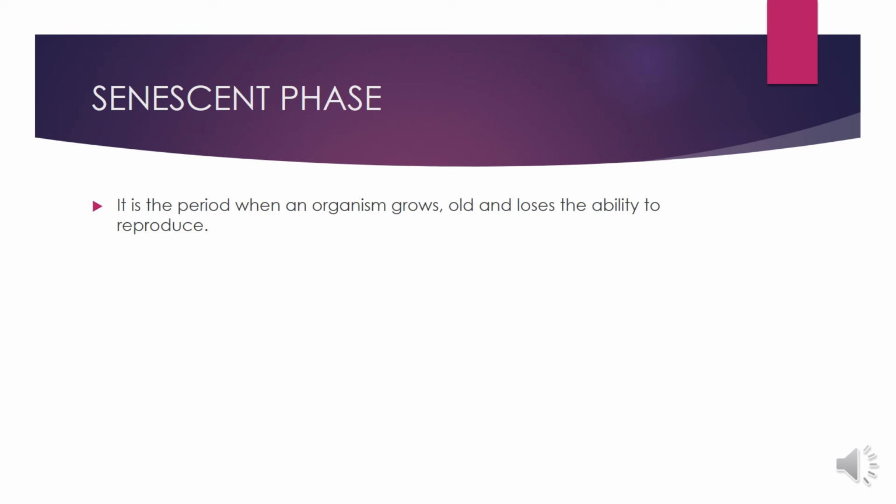The last phase of the lifespan, that is the senescent phase, is the period when an organism grows old and loses the ability to reproduce. We can say it is the end of the reproductive phase. There are concomitant changes in the body during this last phase of lifespan. So students, in this video we have discussed the three main phases of our lifespan.